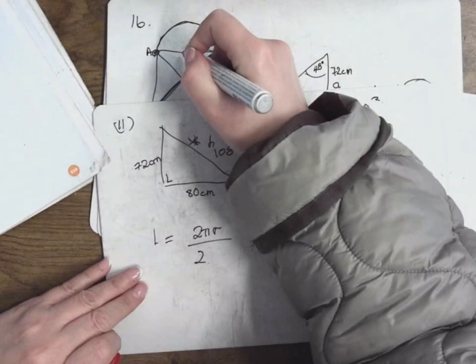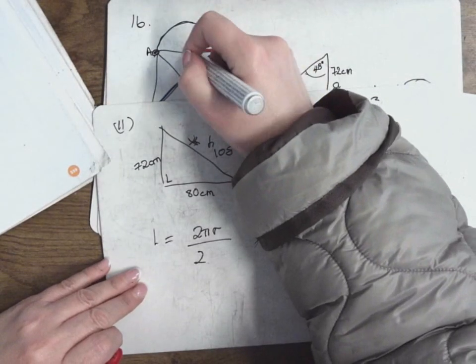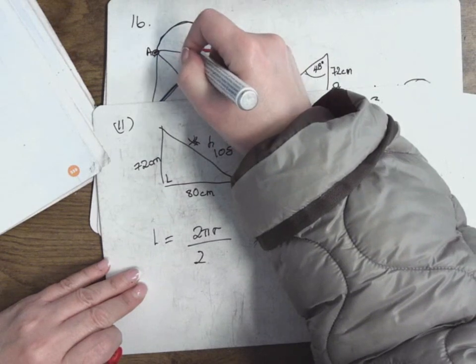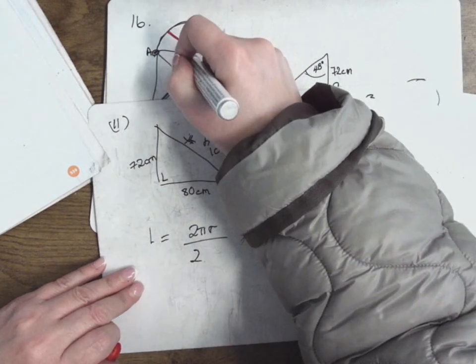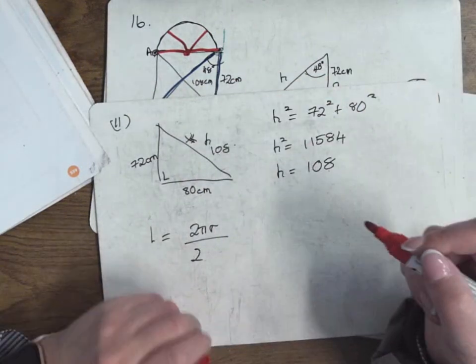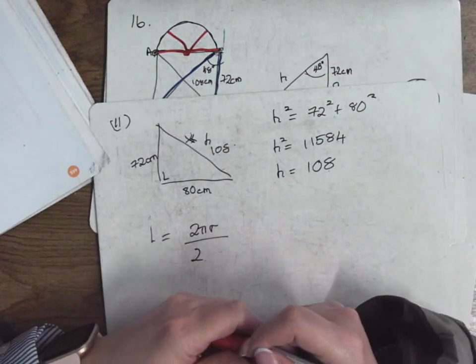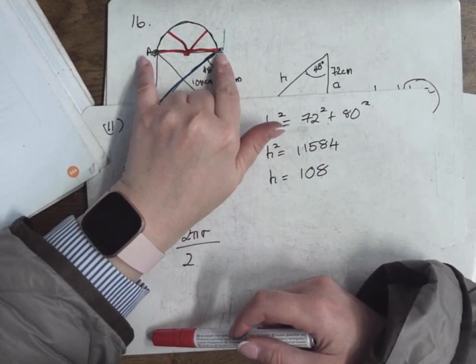So from the center of the circle out to the edge. From the center out to the edge. Okay? Right. We know the whole length of that line though, don't we?